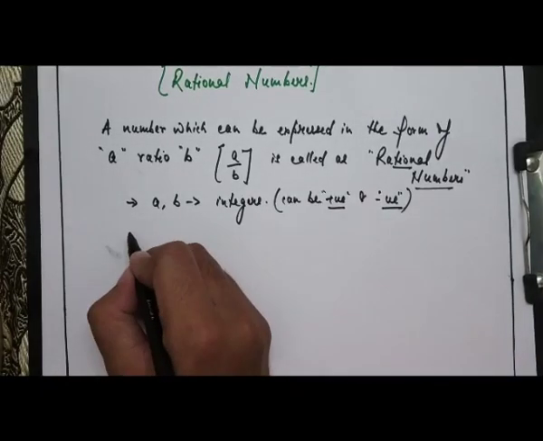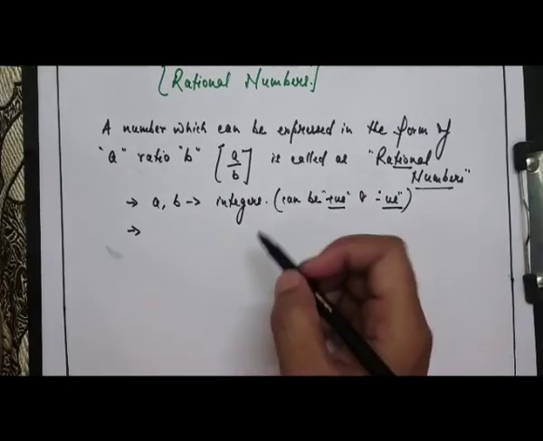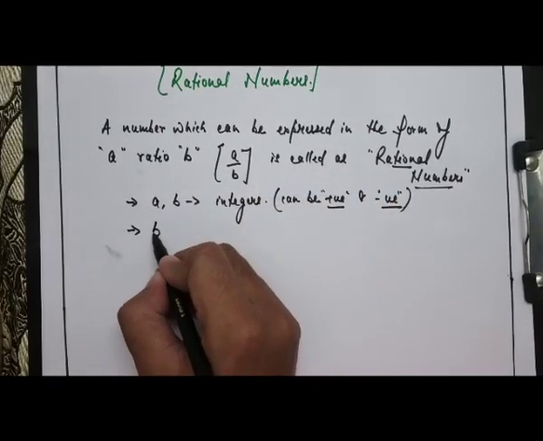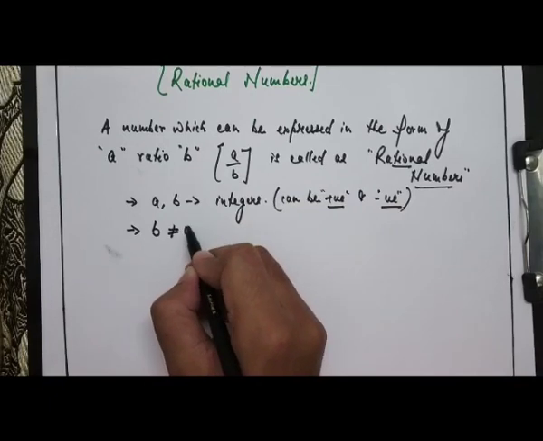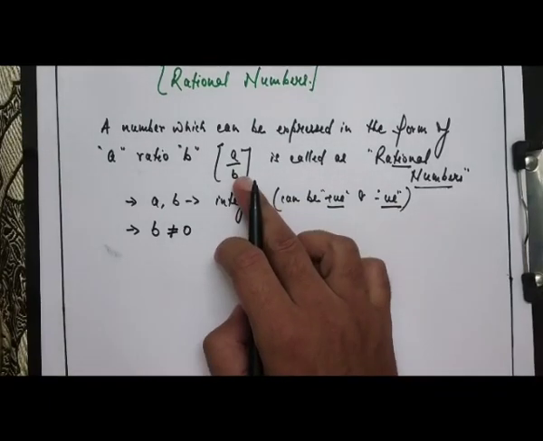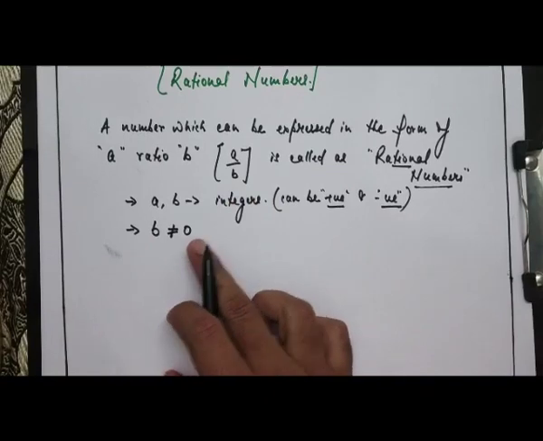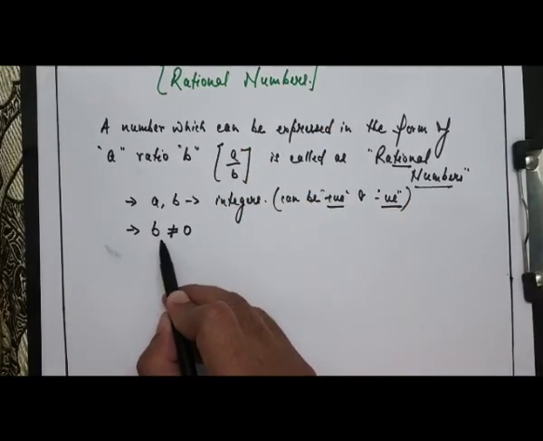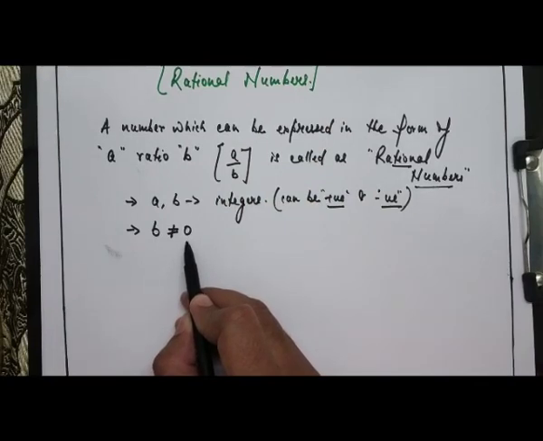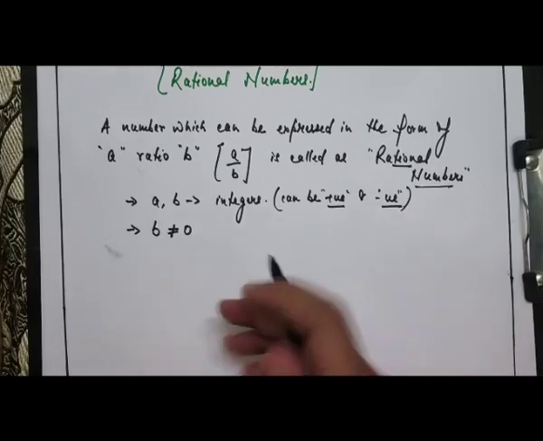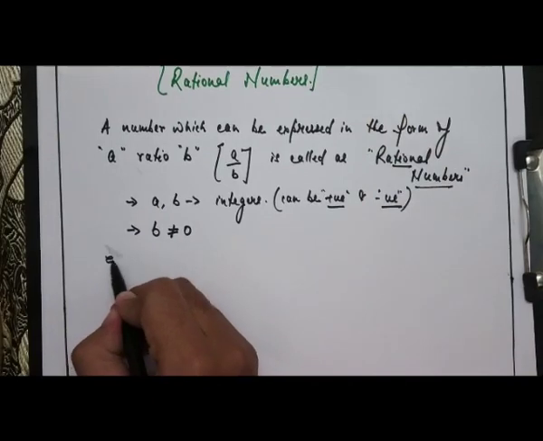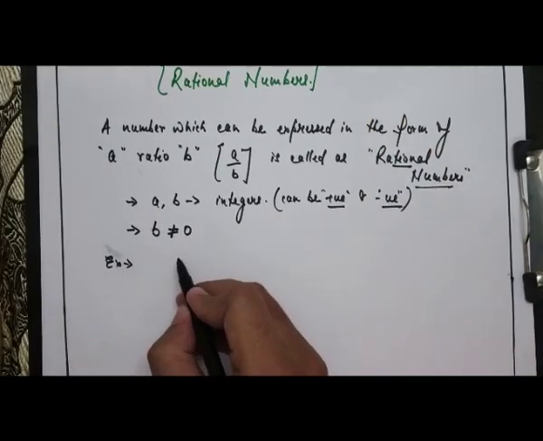Alright? Okay, now the second condition. It says that if a upon b is a rational number, then the number b should not be equal to 0. It can be any number but not 0. Make sure that if you want a upon b to be a rational number, then the denominator b should not be equal to 0. This is another important condition for a rational number. Alright? Okay, so these are the basic definition of rational numbers. Let us try to take some examples now so that you can better understand this term.